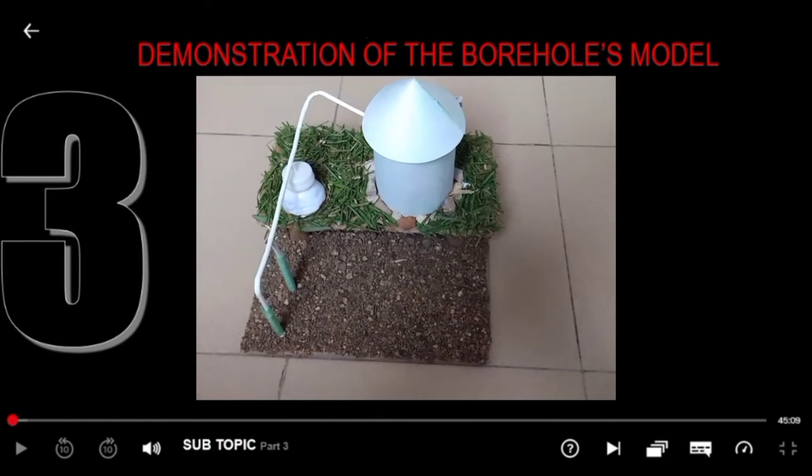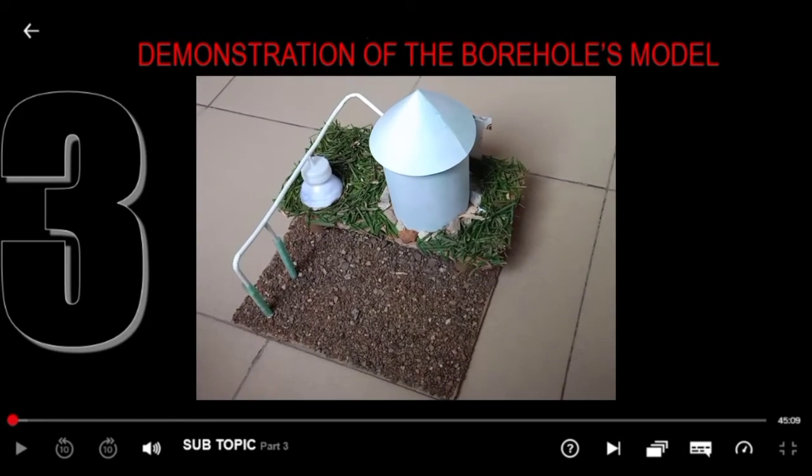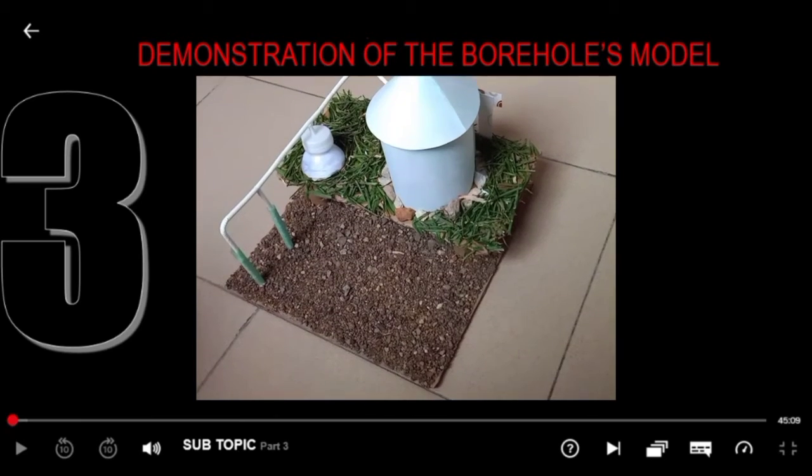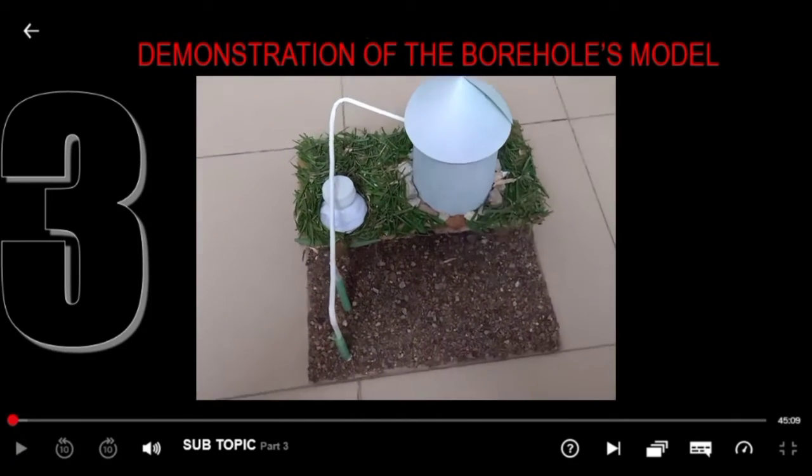Next, I will explain about the demonstration of the boreholes model. Our group uses recycled materials to build our water tank models. As you can see, they actually have several types of soil.